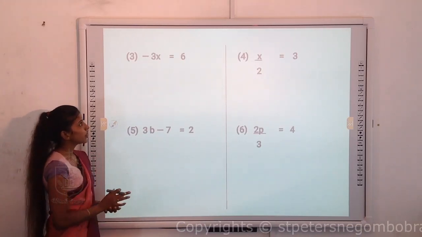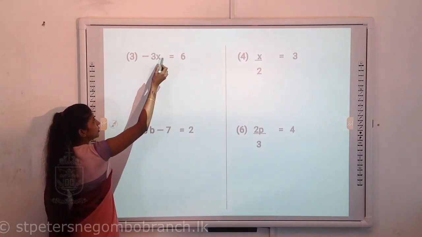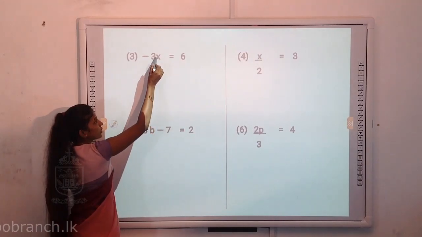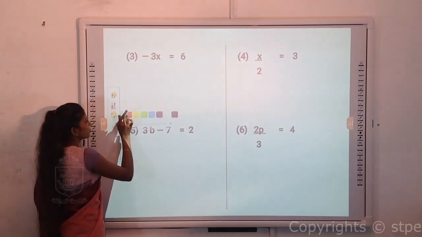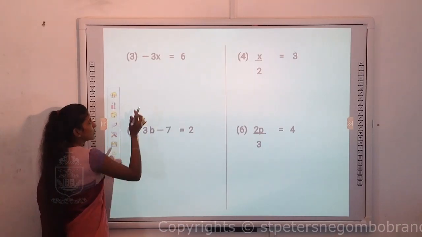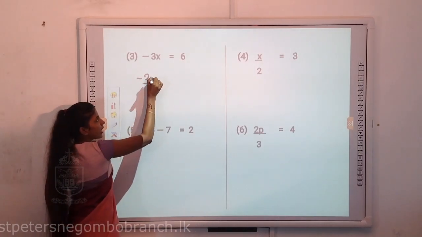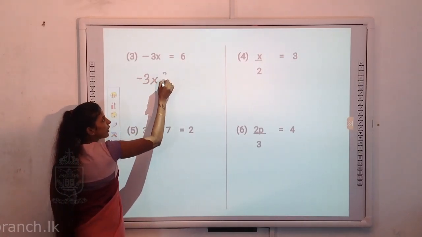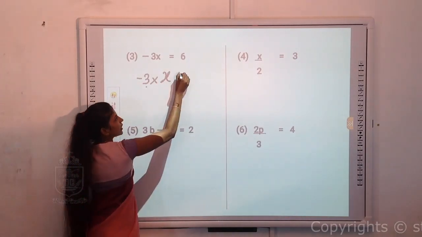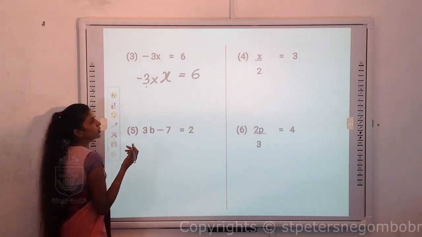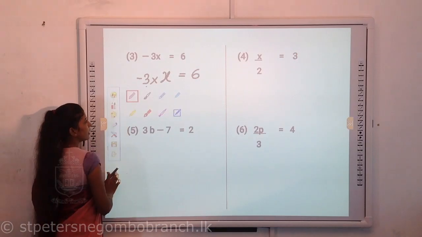So here you can all see minus 3x equals 6. This is an algebraic term, right? So what is the operation between 3 and x? Minus is the sign of 3, and between 3 and x there is multiplication. 3 into x will give you 3x equals 6. Now what do you have to do? You have to leave x and cancel this 3 from the left hand side.